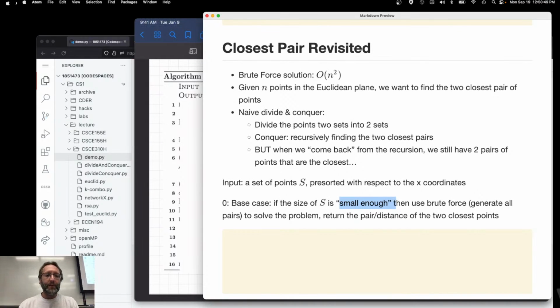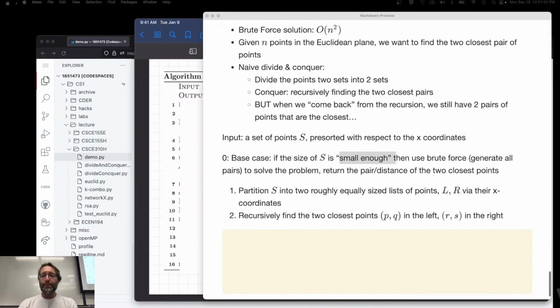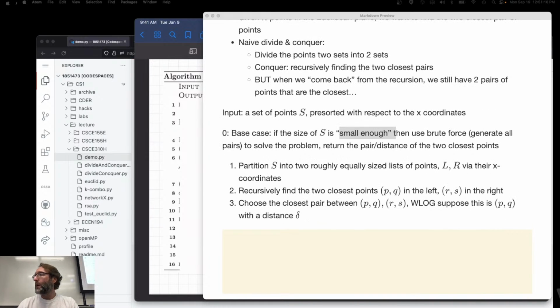Whatever that means. Okay. So the first thing we're going to do in our algorithm is partition S into two roughly equal sized partitions, a left partition and a right partition, according to their x coordinates. If they're sorted, you just jump to the middle and you split it. Then we're going to recursively find the two closest pairs in the left and in the right. We're going to choose between them the two closest pairs. Without loss of generality, suppose that it's of distance delta. Okay?